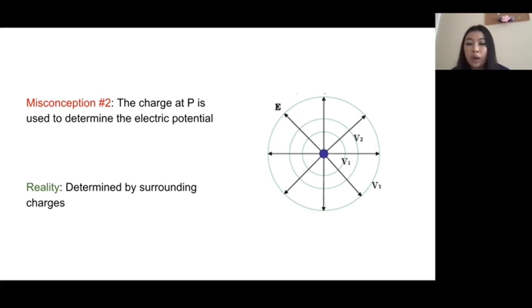So with the image on the right, if we were to find the electric potential at the origin, we would find the electric potential of these different points, so V1, V2, V3, and use the principle of superposition to find the electric potential from the point. So in that case, we would add V1 plus V2 plus V3 without actually including the potential at the origin.